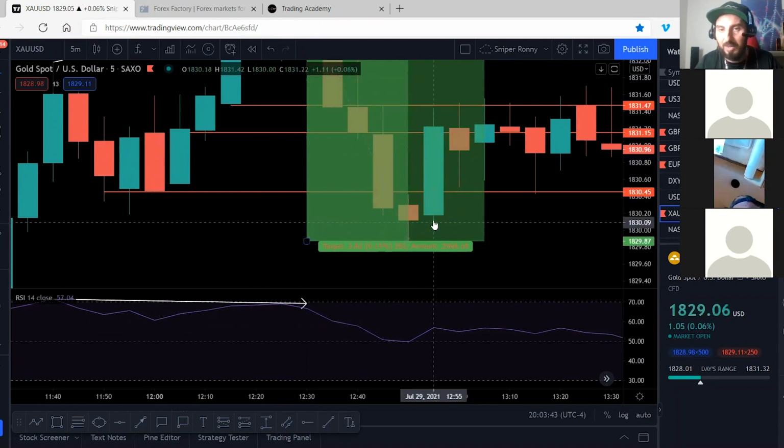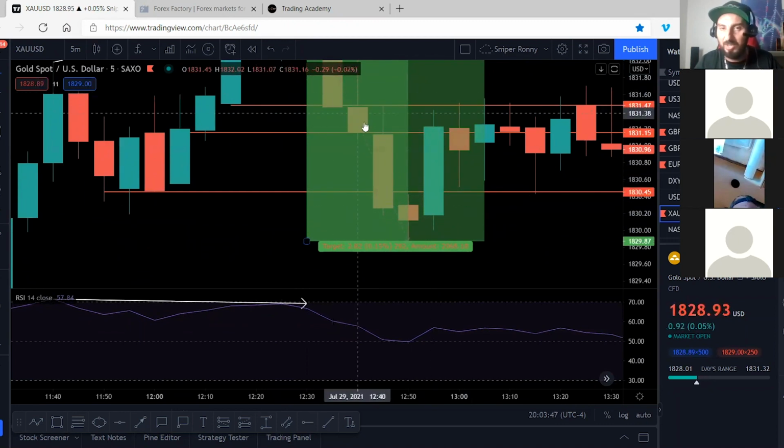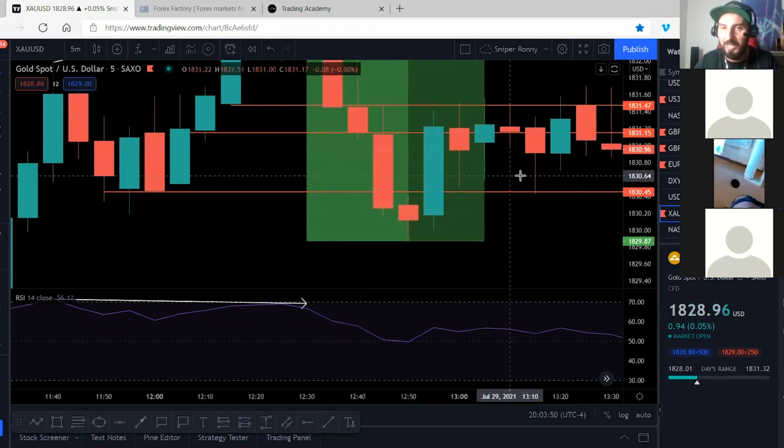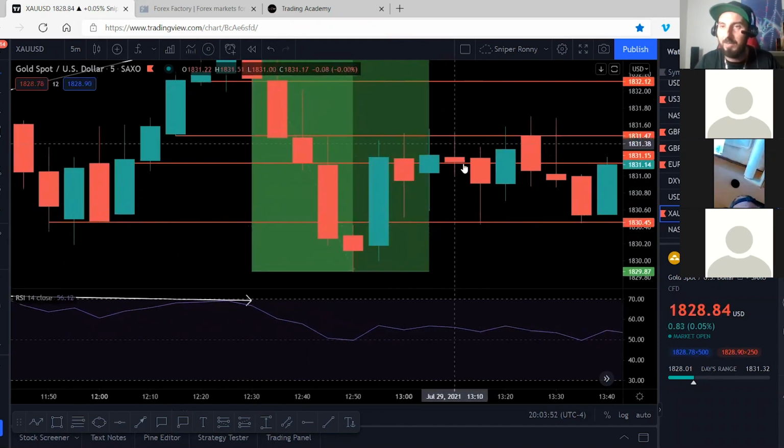Then it starts to reverse. You get a bullish engulfing candlestick come up. That's where you guys should be looking to take your profits. Don't get greedy, because this could come right back up in reverse.